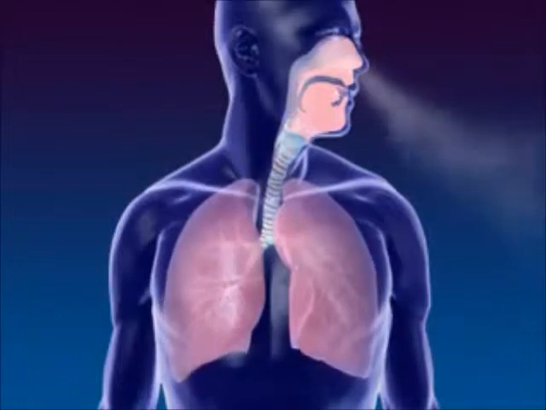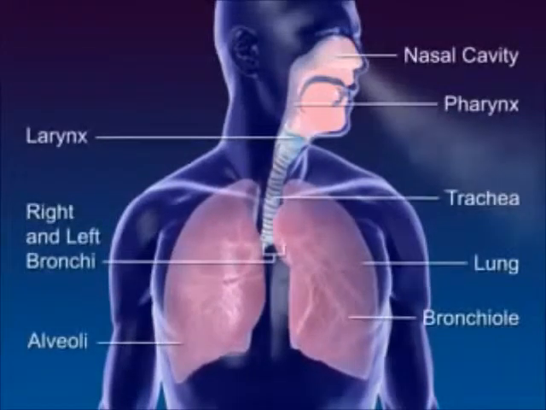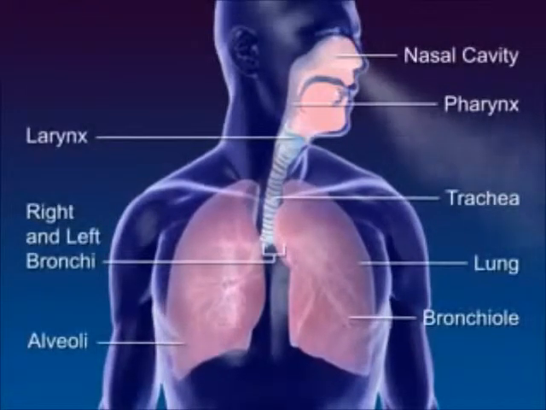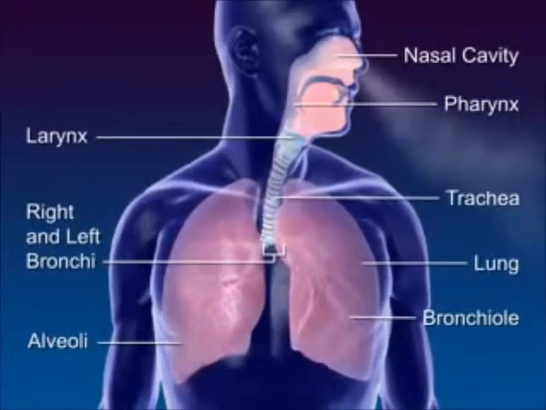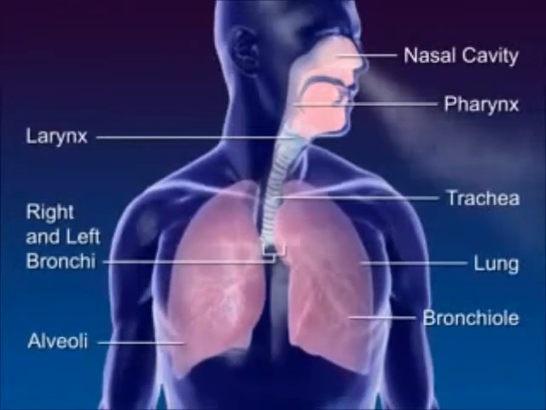We breathe in oxygen and breathe out carbon dioxide. This is called respiration. Air enters through the nose, which has two openings, called nostrils. These allow air to enter and leave the nasal cavity.